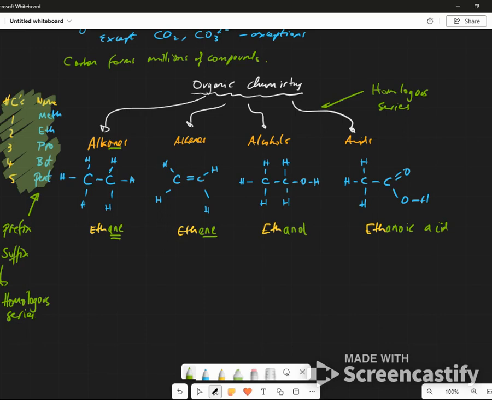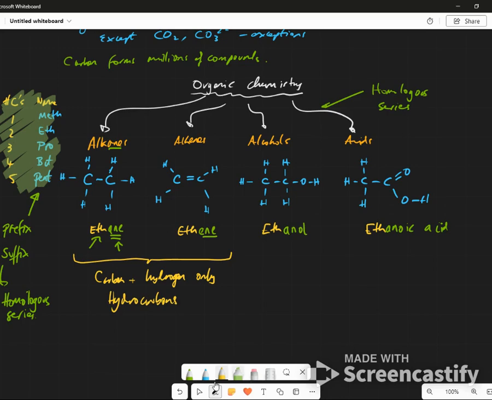So from the name, you can get the number of carbons and you can get the type of group it is, the type of homologous series. Now, as I've said before, these contain carbon and hydrogen only, and things that contain carbon and hydrogen only are known as hydrocarbons. These two are hydrocarbons, the other two are not.